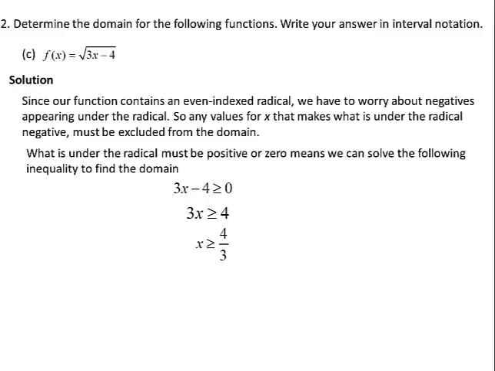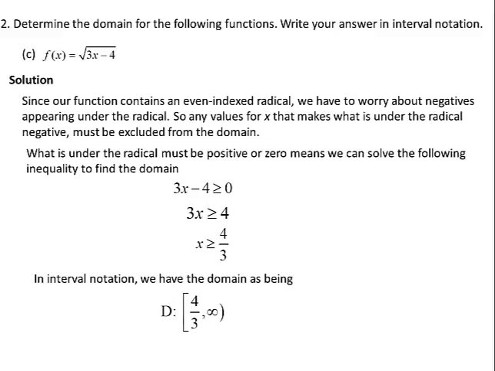Any number that is larger than or equal to 4/3 could be put into the function for x, and you would not have a negative number up here under that radical. So in interval notation, x is greater than or equal to 4/3 would be a square bracket, 4/3, comma, infinity, and a parenthesis around the infinity.